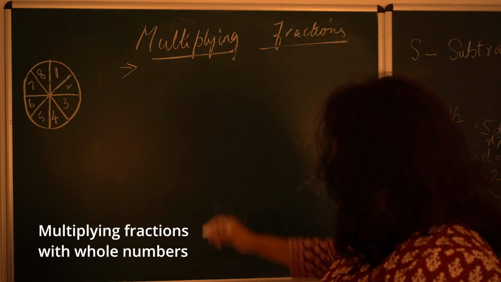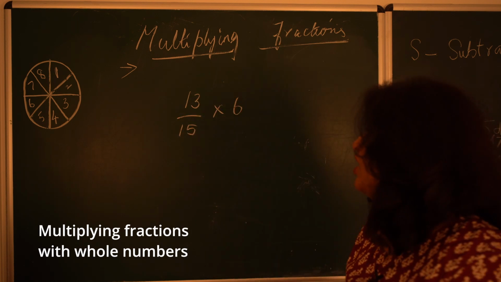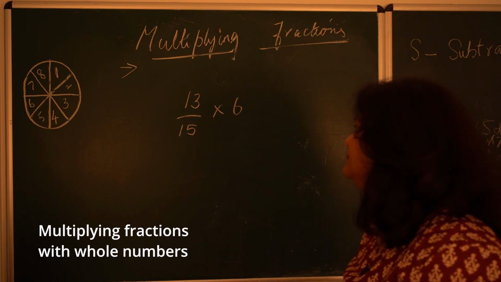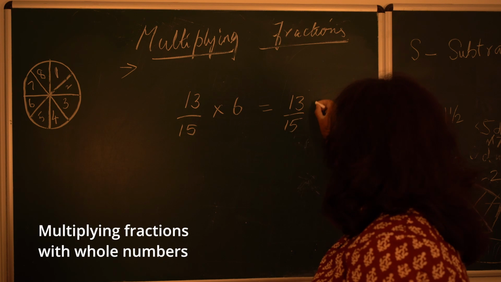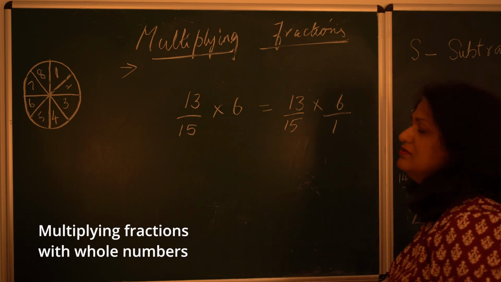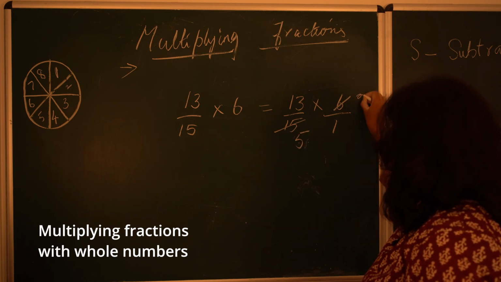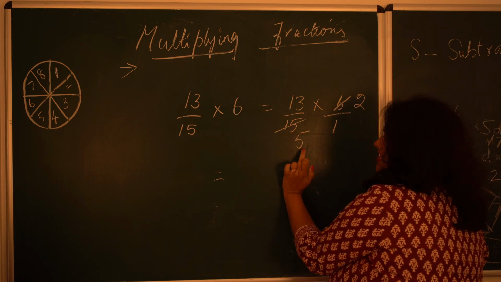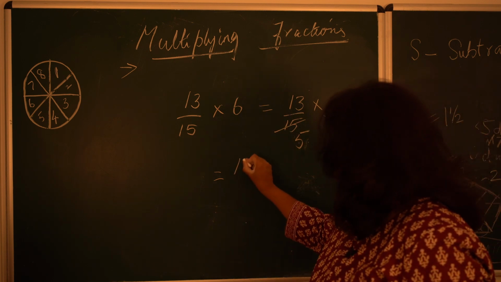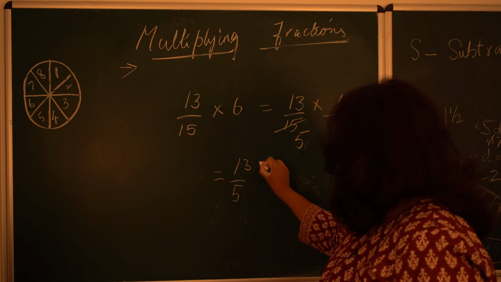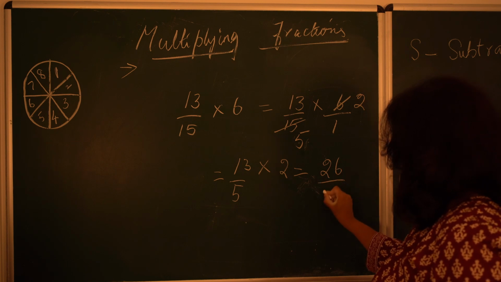Next one. Let's say I have 13 by 15 into 6. How do I do that? This is a whole number. Simple. 6 is nothing but 6 by 1. So 13 by 15 into 6 by 1. That's what it is. Now with this one, I can go ahead and cancel. 3 goes in 15 5 times. 3 goes in 6 2 times. So 13 by 5 into 2, which will give me 26 by 5.